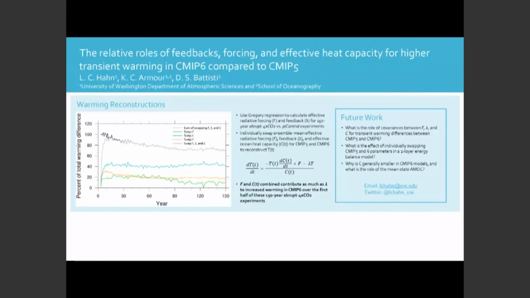So definitely preliminary results, and some future work might look at the role of covariances between these factors, also looking at swapping parameters in a two-layer energy balance model, and thinking about why the effective depth is smaller in CMIP6 models. So my contact information is here, and I would appreciate any feedback. Thanks.